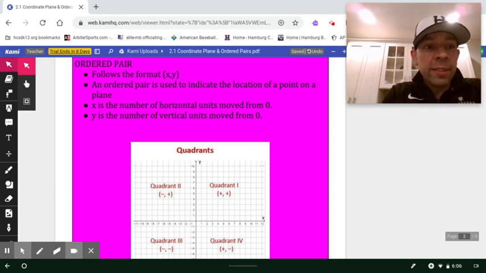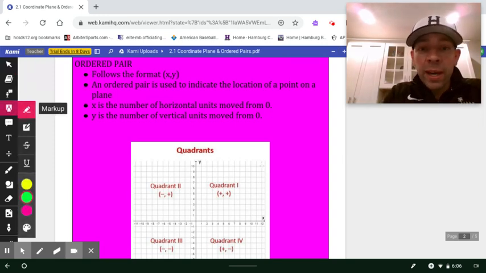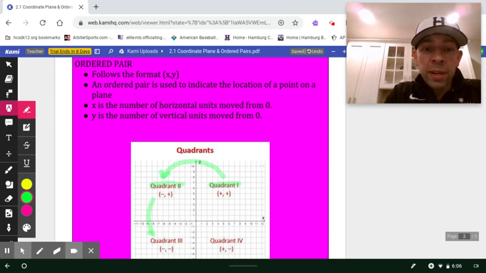Or actually, let's do that right now. So you've got quadrant 1 in the upper right-hand corner. And then from there, we're going to move counterclockwise to quadrant 2. Continue to move counterclockwise to quadrant 3. Going counterclockwise here to quadrant 4. And then it'll take you back to quadrant 1.